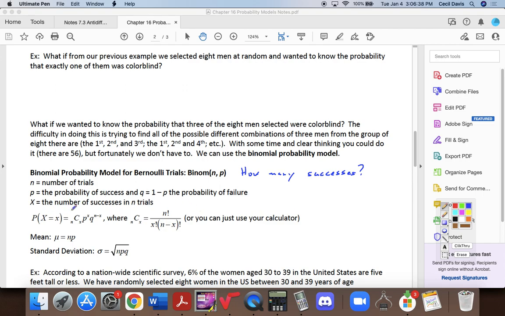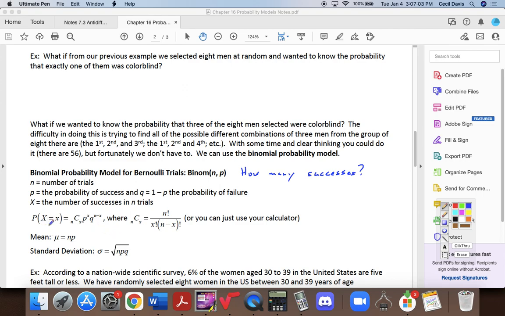Capital X is the number of successes in n trials. So in your Skittles deal, I've picked 10 out. How many times am I going to have a red out of those 10? That's the question you're trying to answer. Here's the probability.